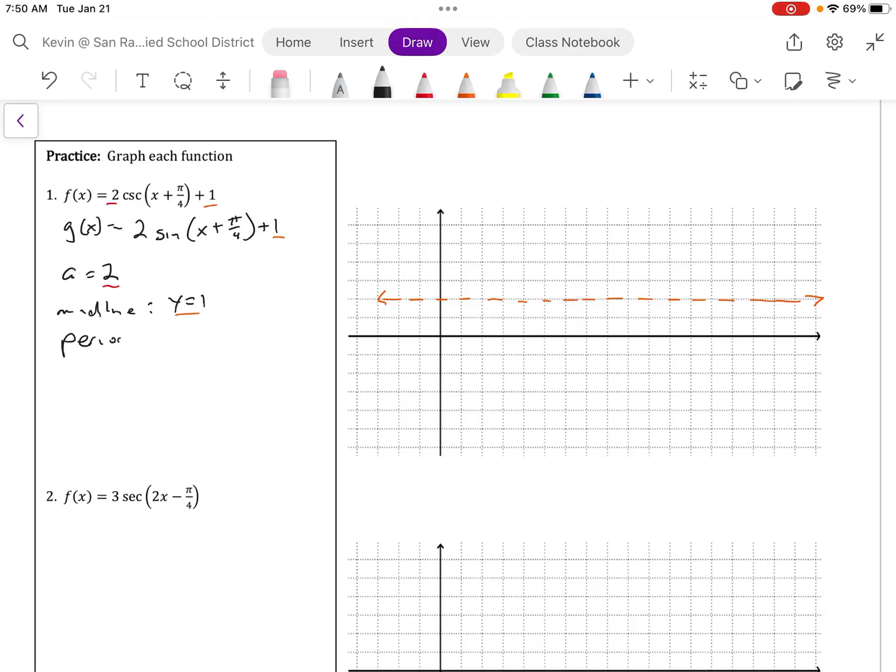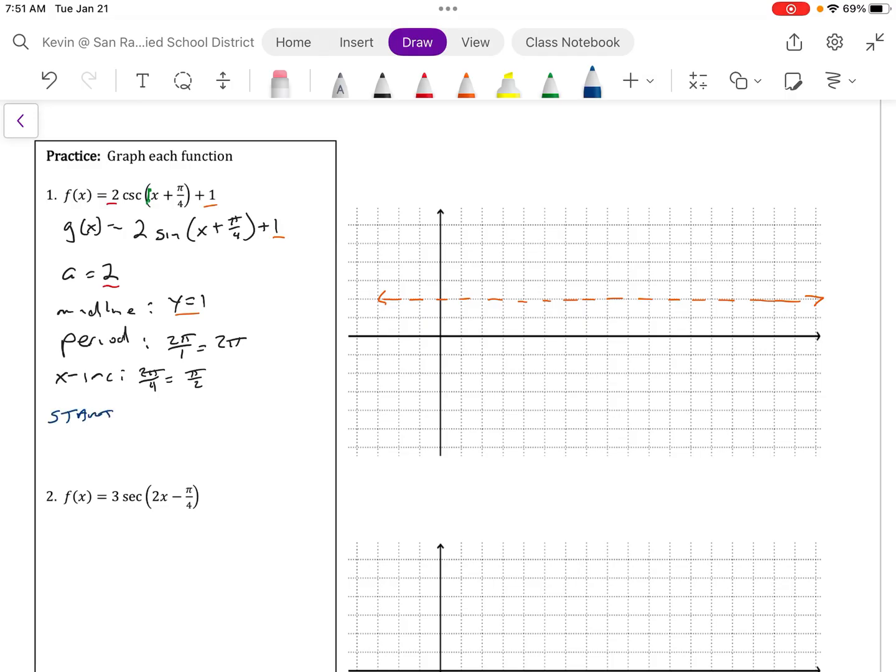Then I need my period. My period is going to be 2 pi divided by 1, based on the fact that this is a 1 here, right? That's what our b is. So my period is still 2 pi. Okay, and my x-increments, how far along are those? Well, it's 2 pi divided by 4, so it's our usual pi over 2. So it's just like a regular sine.